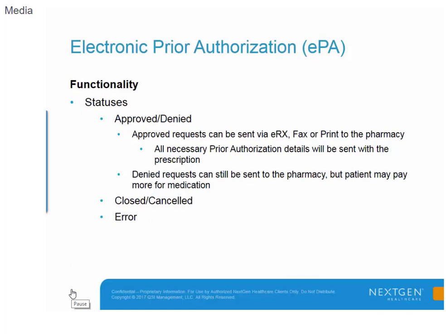the pharmacy. Now keep in mind, if it's approved, all the necessary prior auth details go to the pharmacy so that you don't have to go through this process all over again. Denied requests can still be sent to the pharmacy, but of course it's going to affect how much the patient will pay for that medication. And then closed or canceled could be seen if it wasn't approved or denied and you canceled it for some reason, or you might see an error if something happened, in which case you might have to go through support for assistance or contact the PBM.